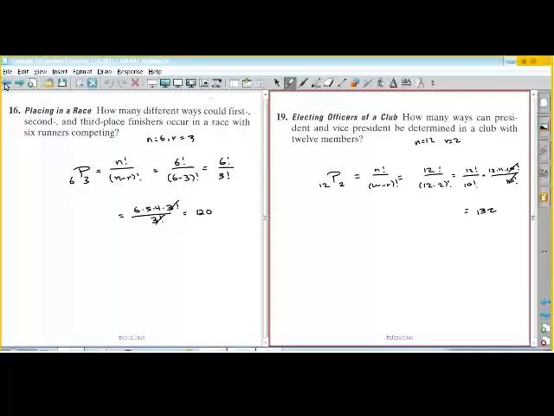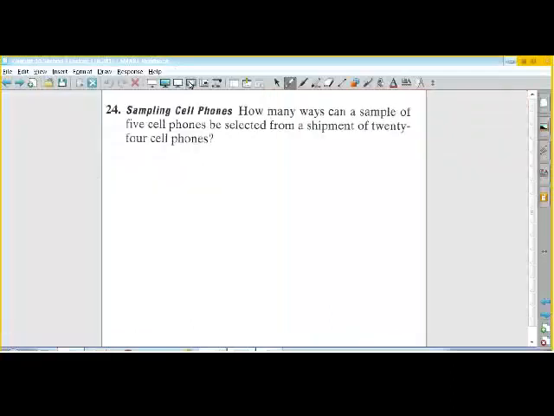So those meant that we used the permutation formula, and the big number is always the number of people or choices that you have, and the smaller number is the subset that you're creating. So if you have 30 people and 3 officers, 30 is N and 3 is R. And we have our factorial formula, which we simplified by rewriting the larger factorials in terms of the smaller factorials. So the next one, problem number 24, says how many ways can a sample of 5 cell phones be selected from a shipment of 24 cell phones?